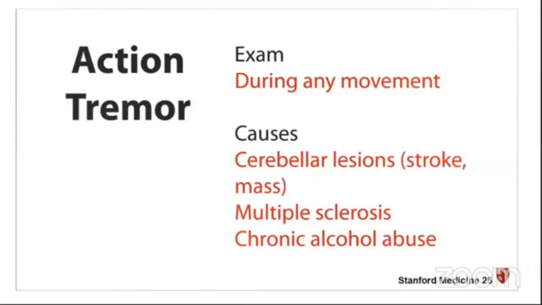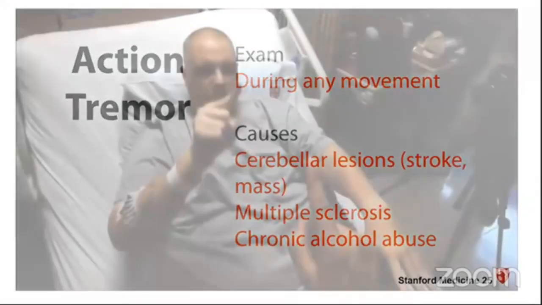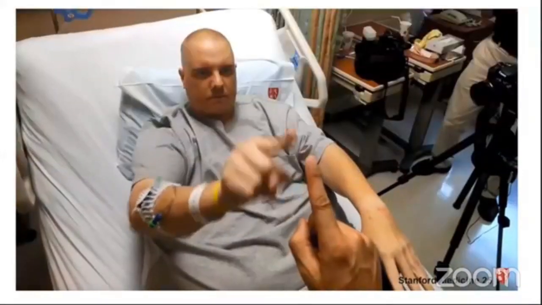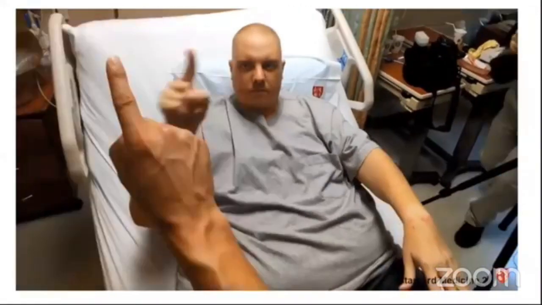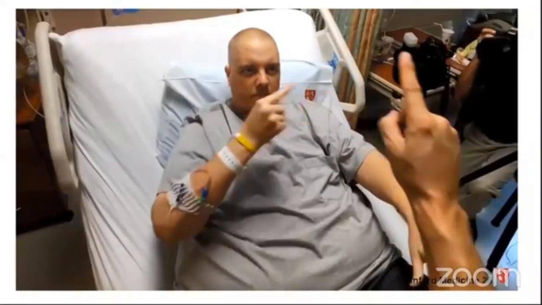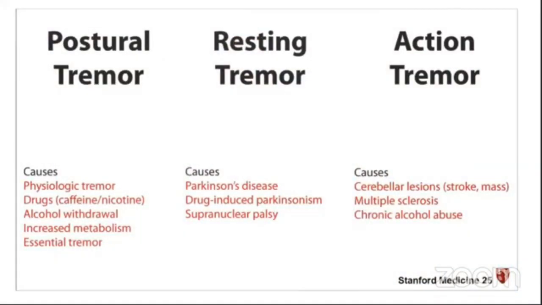The third and final category of tremor is the action tremor, sometimes referred to as the kinetic, or for our purposes, the intention tremor, which occurs in essentially any type of movement. Causes include cerebellar lesions, like a stroke or a cerebellar mass, multiple sclerosis involving the cerebellum, or chronic alcohol abuse. And here's our patient with essential tremor demonstrating a normal finger to nose exam. As you can see, the patient is being asked to pick multiple areas to reach his finger out and extend it almost fully.